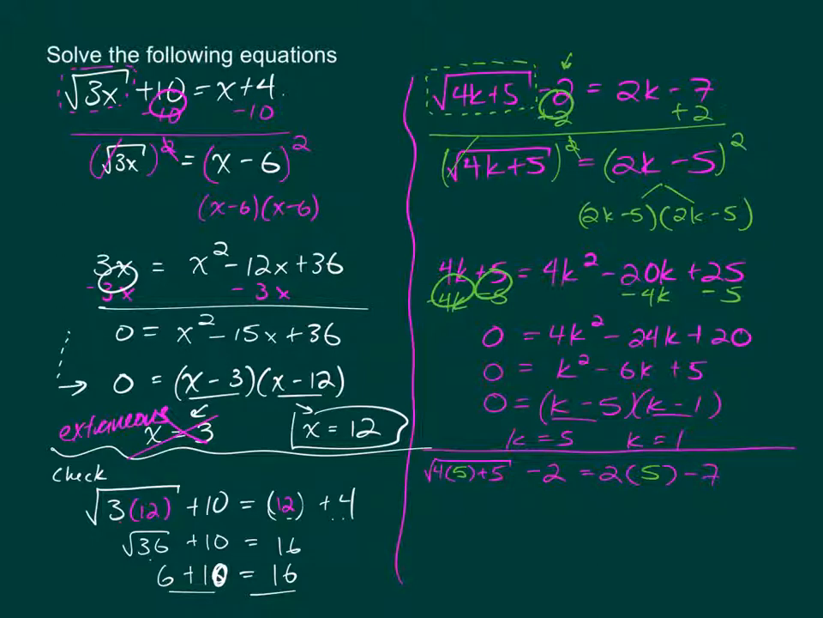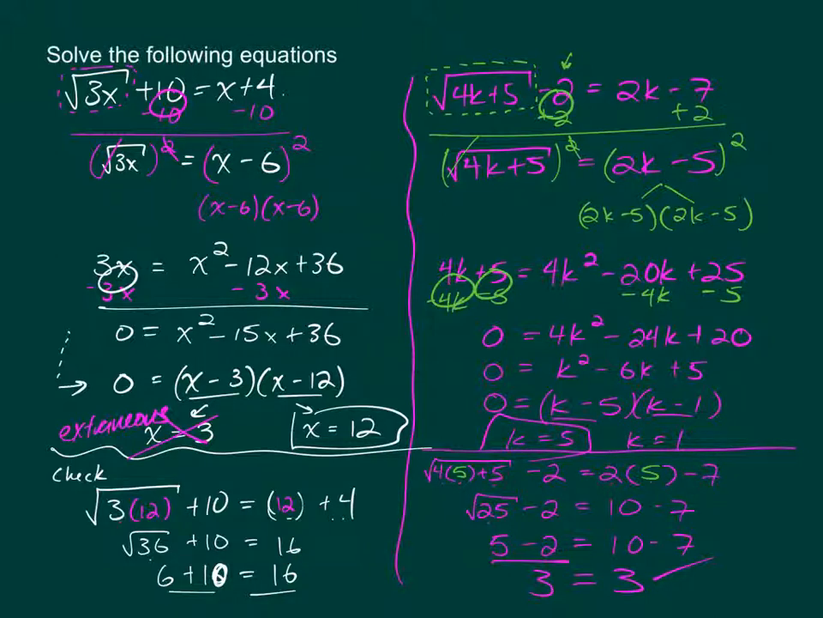So 4 times 5 is 20, plus 5 is 25, so this becomes the square root of 25 minus 2 equals 2 times 5 is 10 minus 7. The square root of 25 is 5, minus 2 equals 10 minus 7. When you look here, 5 minus 2 is 3. This equals 10 minus 7 is 3. Oh, great. We got the same thing. This is a good answer.